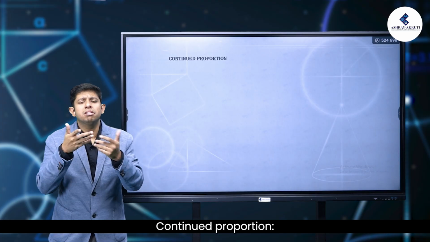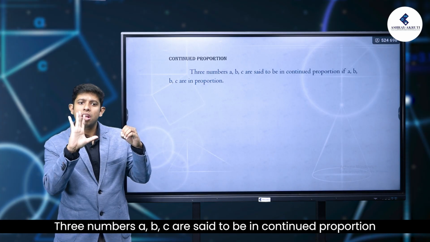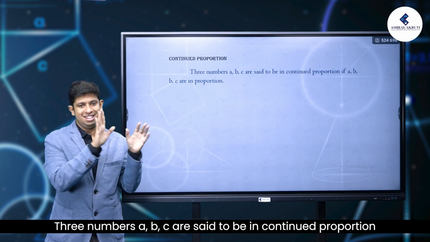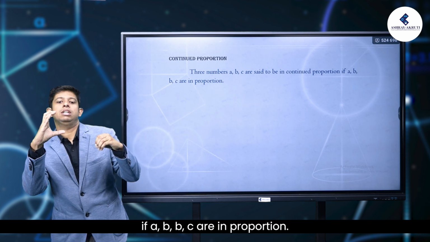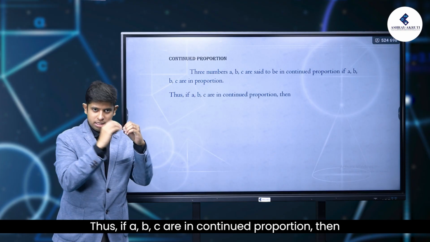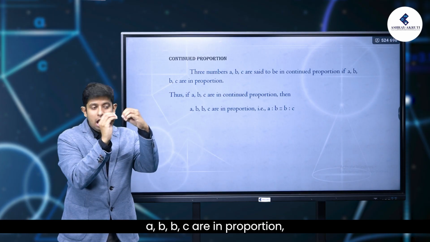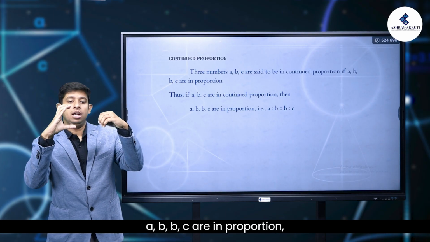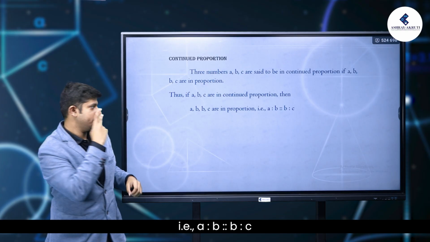Continued proportion. Three numbers A, B, C are said to be in continued proportion if A, B, B, C are in proportion. Thus, if A, B, C are in continued proportion, then A, B, B, C are in proportion. That is, A : B :: B : C.